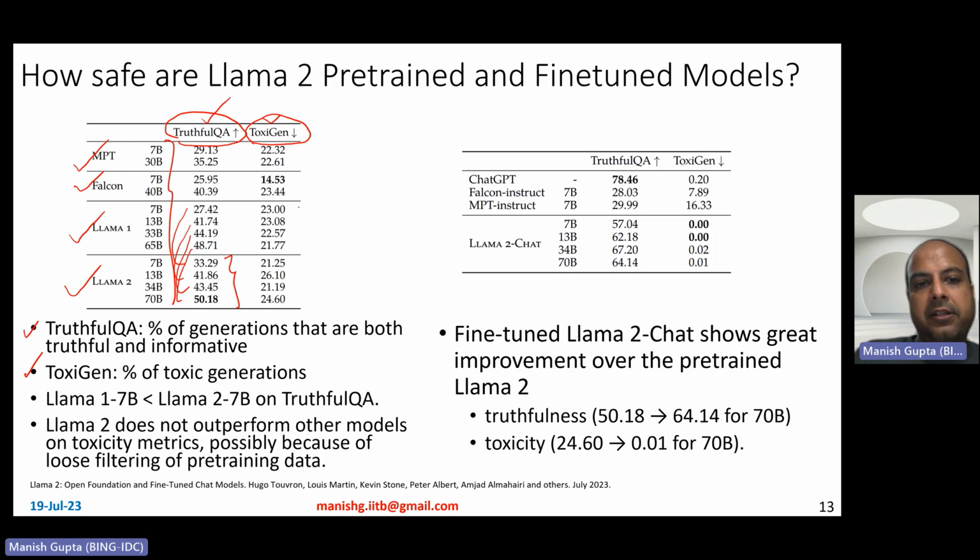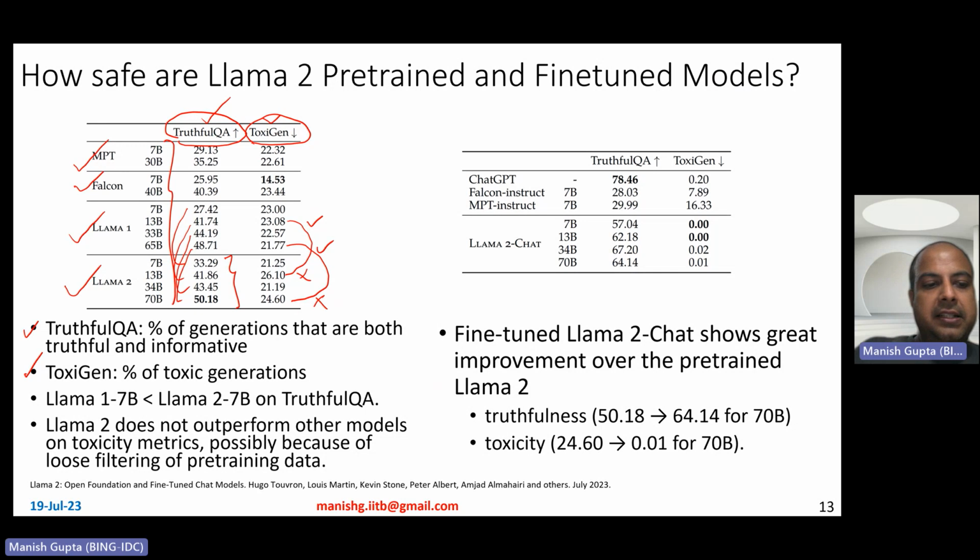I mean, lower the better, right? So basically, the Llama 2 7 billion checkpoint is more toxic compared to the Llama 1 7 billion checkpoint. Similarly, if you look at the 13 billion checkpoint, it is bad, right? So this one, 13 billion Llama 1, is better. And similarly, if you look at the Llama 2 70 billion checkpoint, that's bad compared to the 65 billion Llama 1 model, right? So that's that.